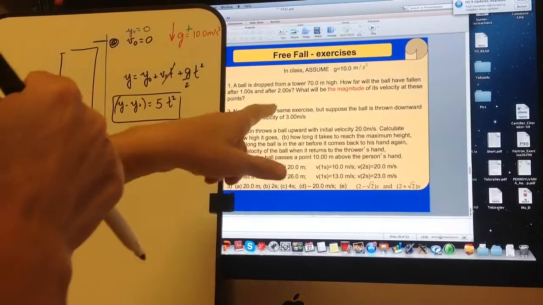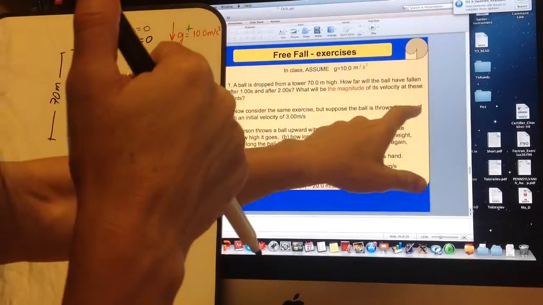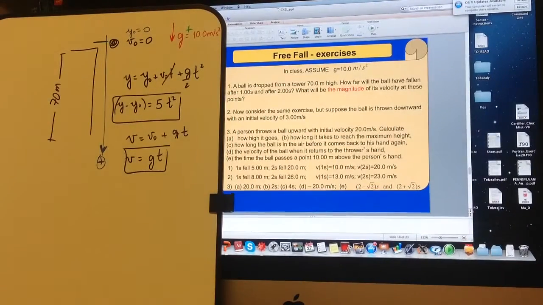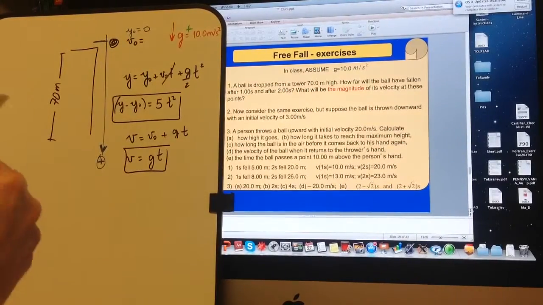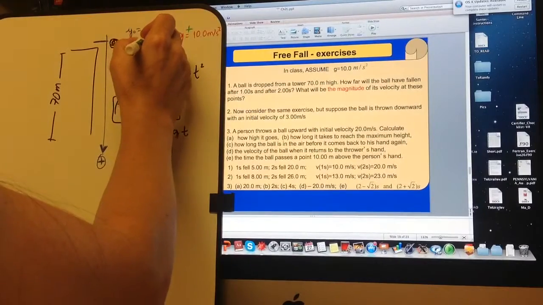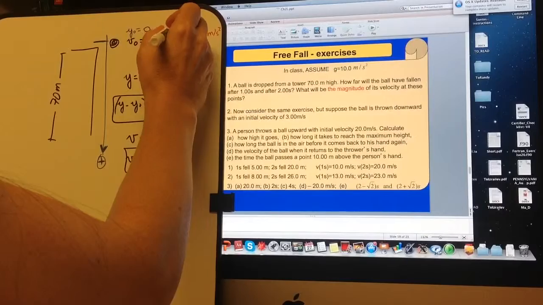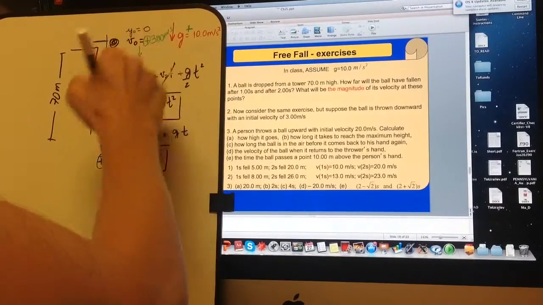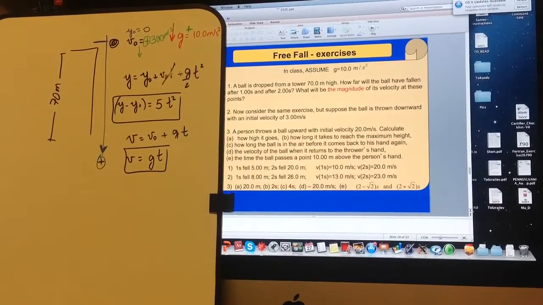Now consider the same exercise, but suppose the ball is thrown downward with an initial velocity of 3 meters per second. Okay, so now things are changing. My initial velocity is not 0 anymore, but now it is plus 3 meters per second. And plus because it's pointing down, and it's going together with my reference frame. Okay, so what will change here?